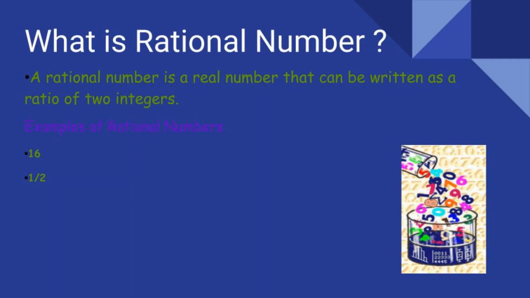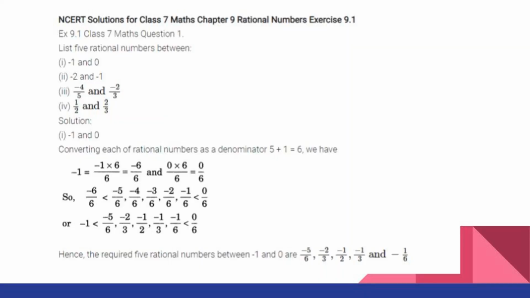What is a rational number? A rational number is a real number that can be written as a ratio of two integers, like we can write 16 or 1 by 2. Then coming to our first question of 9.1, list 5 rational numbers between -1 and 0.